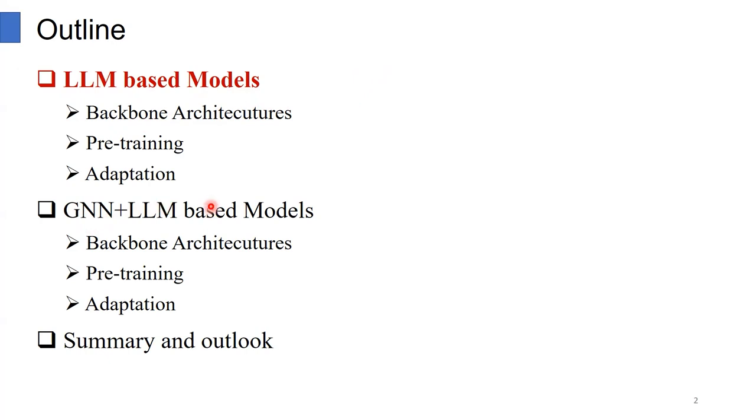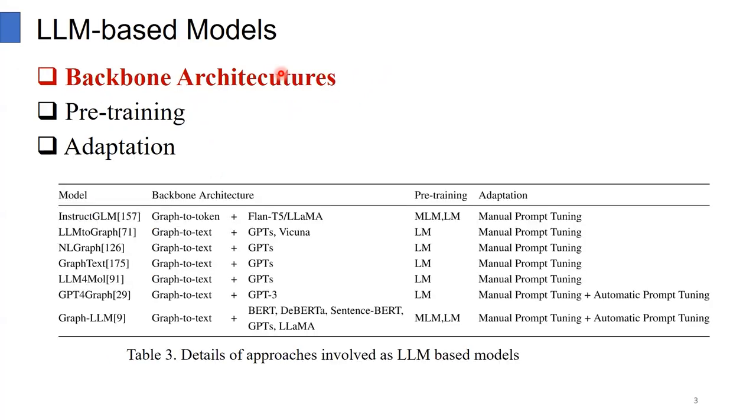Okay, so let's go to the LLM-based models first. In LLM-based models, we are going to talk about three parts. First, the backbone architecture, followed by the pre-training process, and then the adaptation process. Here is a summary table of the papers, but this table is not up to date because in this field a lot of new papers emerge every day, so we are going to talk about some papers not here as well.